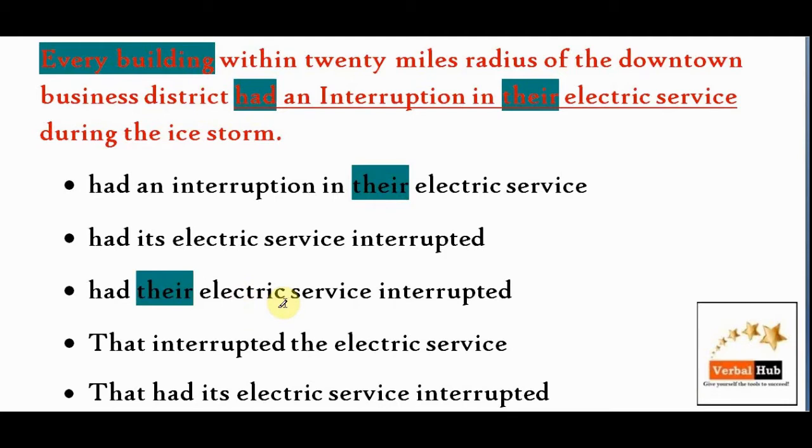Left with options B, D, E. Had its electric service interrupted during the ice storm? Fine. How about option D? That interrupted the electric service.